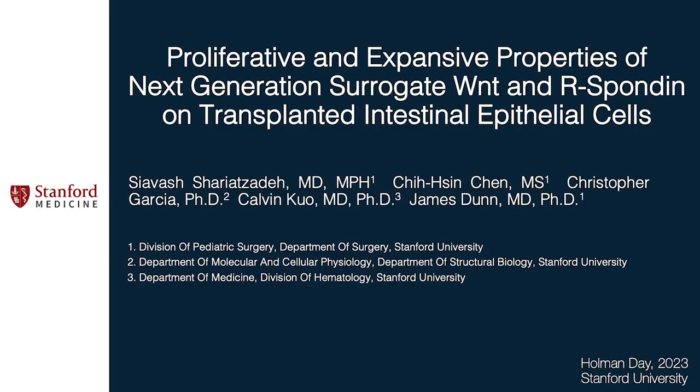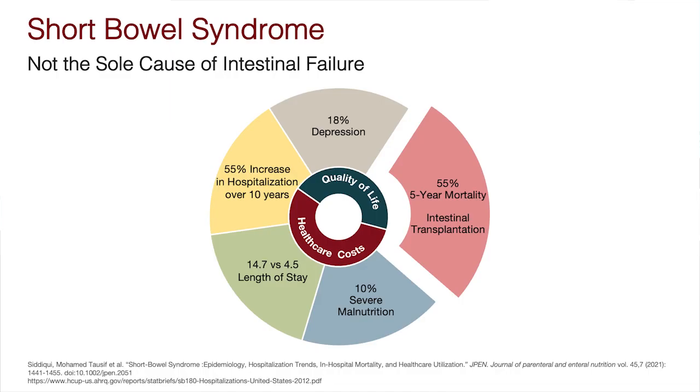Today, I want to share with you our recent advances in our enteroid project using next-generation surrogate Wnt and R-Spondin. The focus of our lab is to find treatments for children with short bowel syndrome.